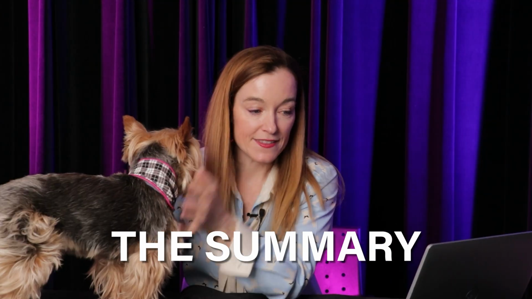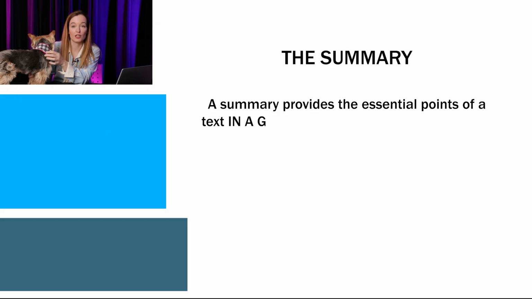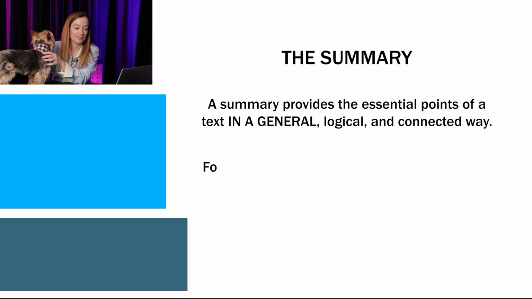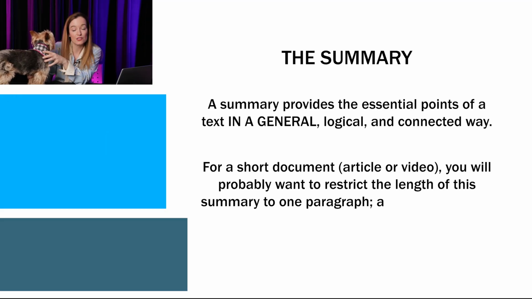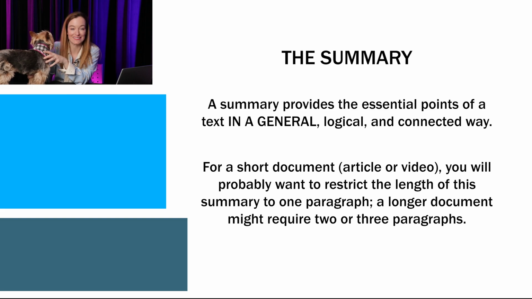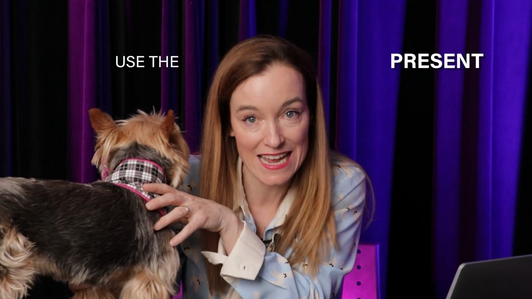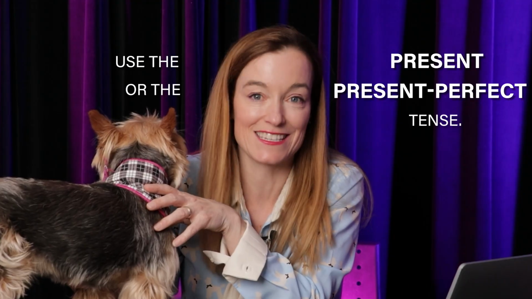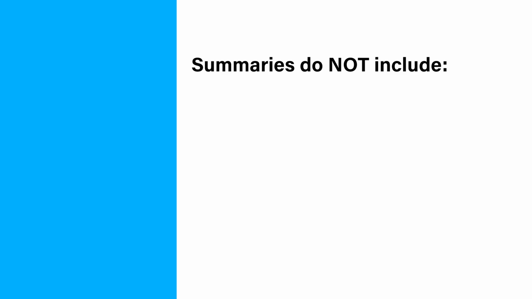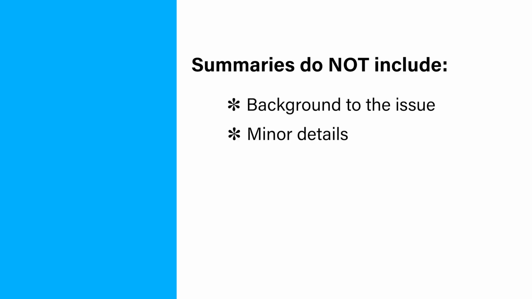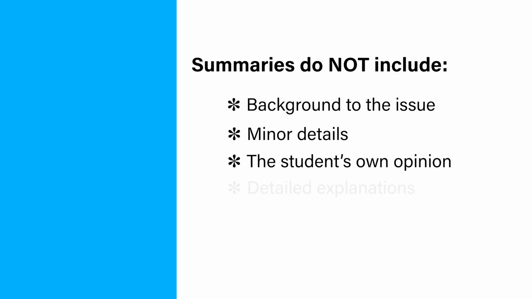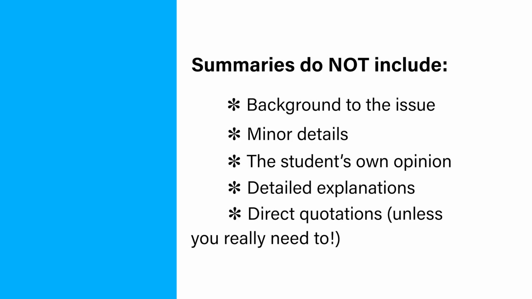So the second part is, do you know what it is, Nana? Of course, it's the summary! In this paragraph, you give the essential points of your source in a general, logical, and connected way. The length will vary, but it is usually 1 paragraph for short texts. Use the present or the present perfect tense. Focus only on essential points. Avoid personal opinions. About my last element, avoid quoting unless you really need to.